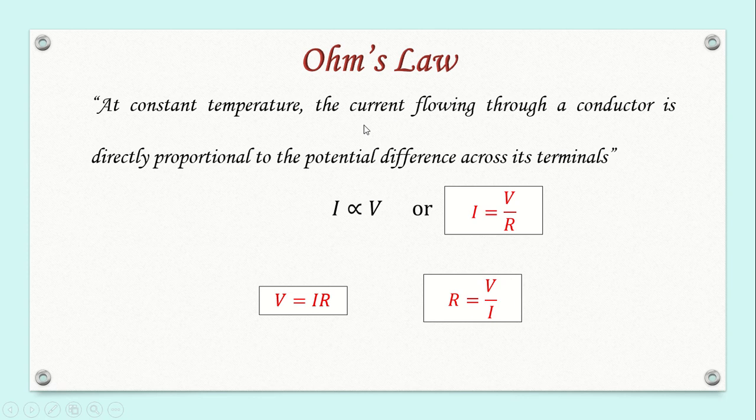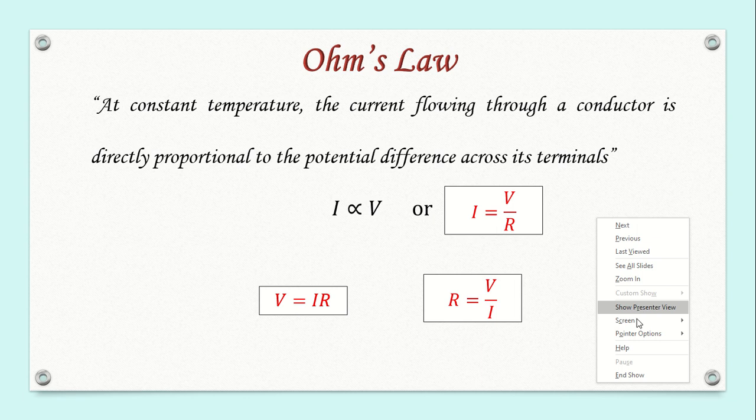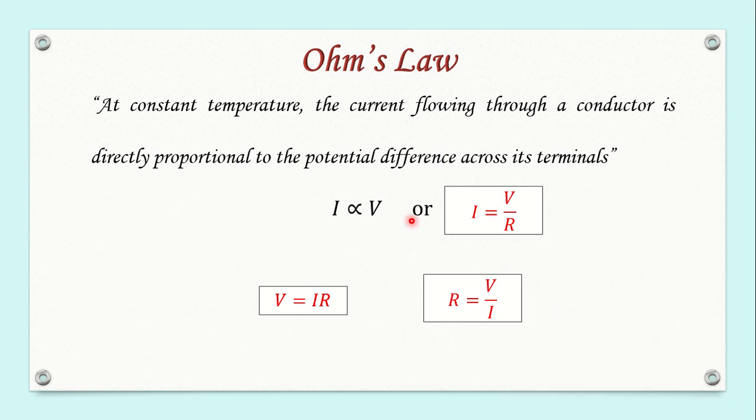So current is proportional to potential difference. We can mathematically represent it as I, the current, is proportional to V, the voltage. This proportionality can be replaced by a constant 1 divided by R, where R is the resistance of the conductor. So the equation becomes I is equal to V by R. This is the equation obtained from Ohm's law: current I is equal to voltage divided by resistance.